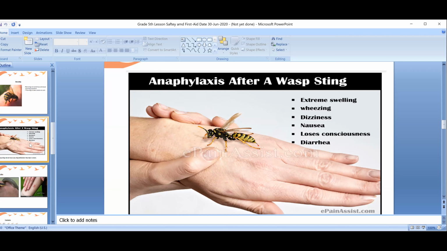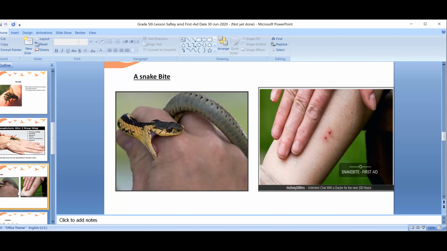Okay, children. Now coming to what you all can see on your screen, it is a snake. We all know that snakes are very dangerous. If they bite, then we must not go near a snake.